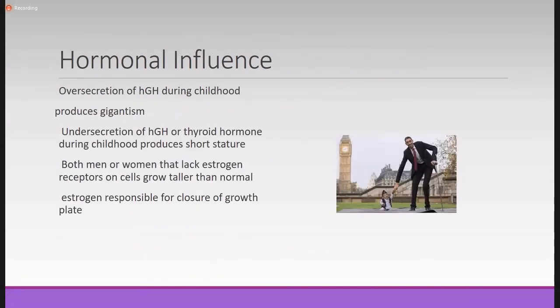Under hormonal influence, if the human growth hormone is excessively produced, it will produce a condition known as gigantism, and undersecretion will lead to dwarfism. Both men and women that lack estrogen receptors on cells grow taller than normal. Estrogen is responsible for the closure of the growth plate.